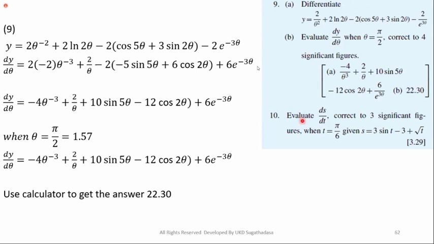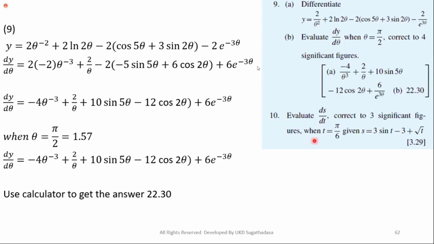Just read the question. Evaluate ds by dt. It's not a real practical application, but rate of change of phase with respect to t. T is actually a kind of angle. See, t is a kind of angle. It's pi by 6, 30 degrees in the angle. Correct to 3 significant figures.